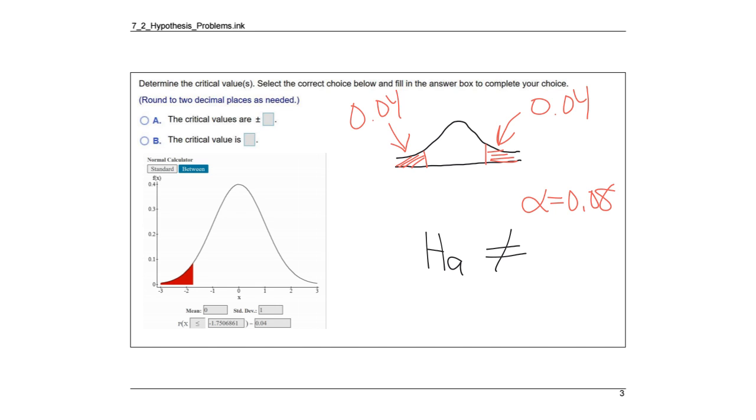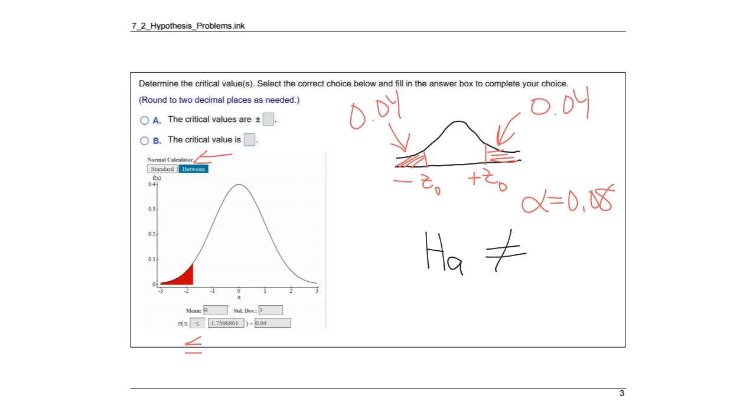So now, because I want the critical values, I want what's sitting right here, the negative z naught and the positive z naught. So I'm going to use the normal calculator, and first I'm just going to check the left side.